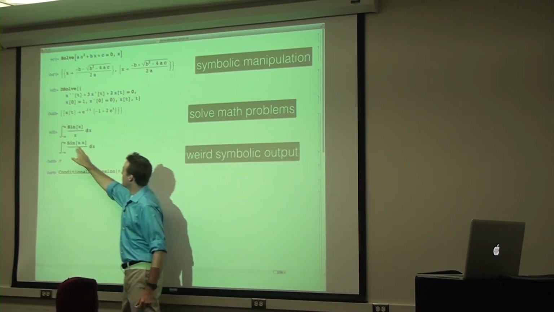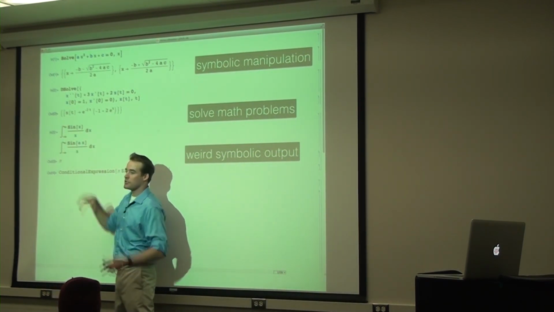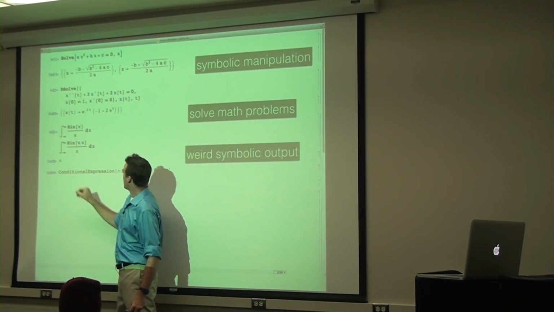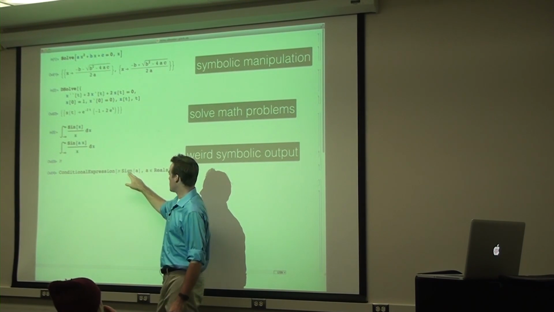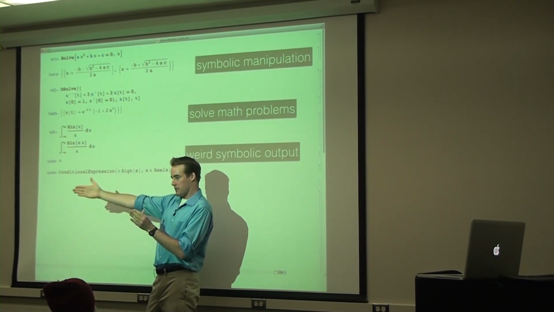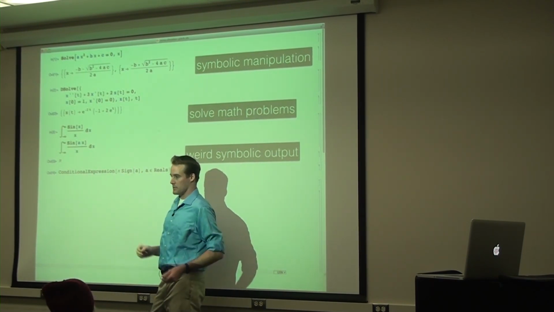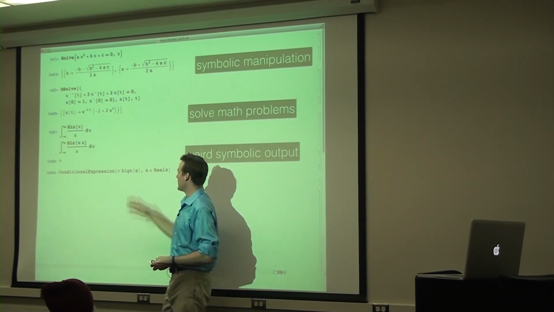So sine of a means sine a? No, this is the function sine, and this a is just some input. Sign is the function sign. So this returns +1 if it's greater than 0, and -1 if it's less than 0. It's just the sign of the number.